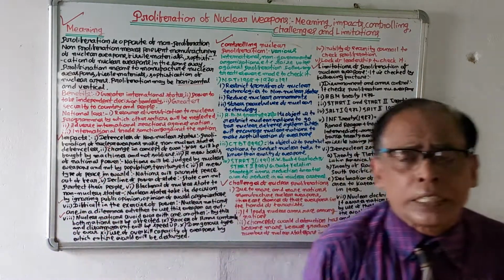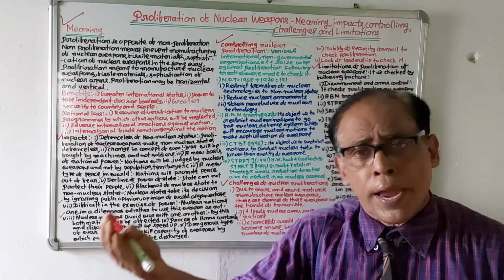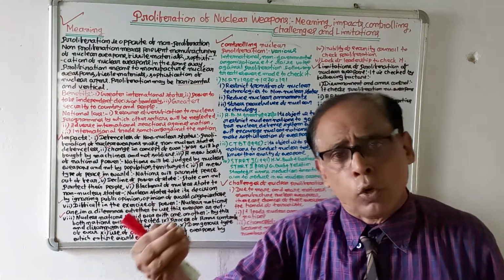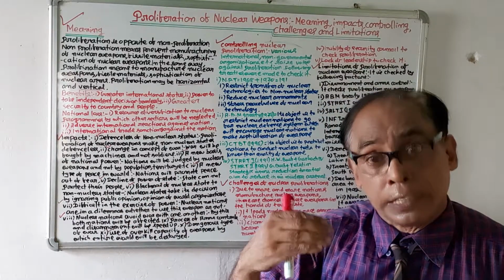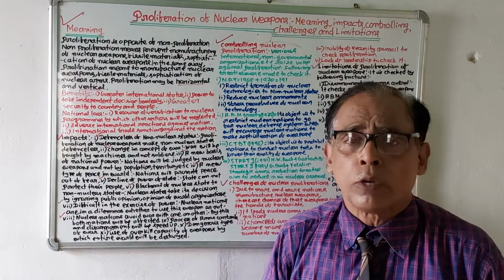So in this video we have discussed the meaning of proliferation of nuclear weapons, its impacts, methods to control, then its challenges and limitations for proliferation of nuclear weapons.